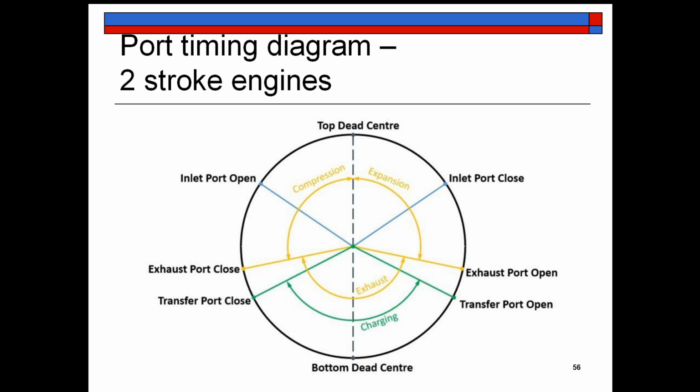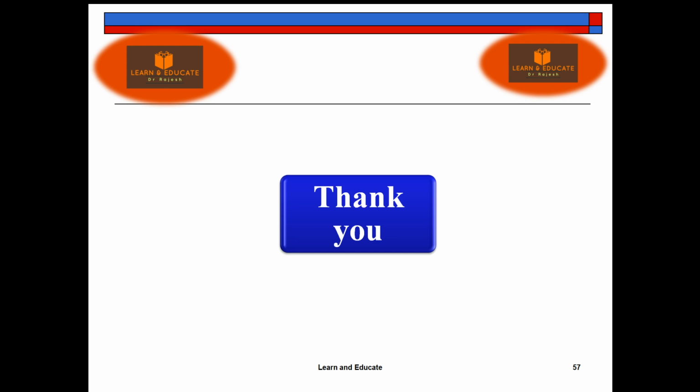Actually the ignition starts before the piston reaches TDC in order to ensure that there is sufficient time for the charge to burn completely. So that is the reason behind the ignition to start before the piston reaches TDC. So that's all about the valve timing diagram.